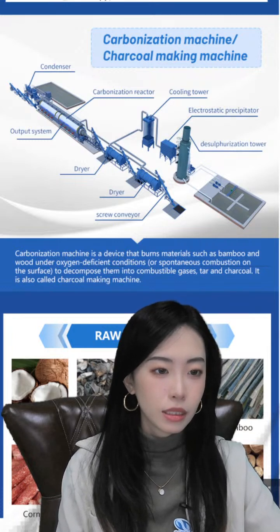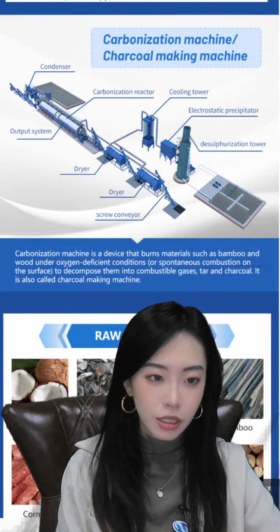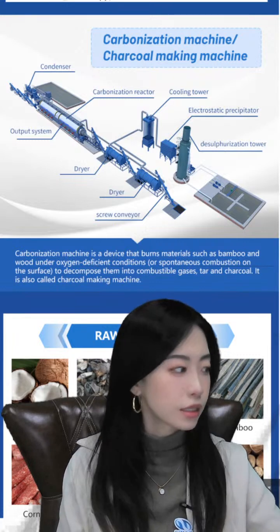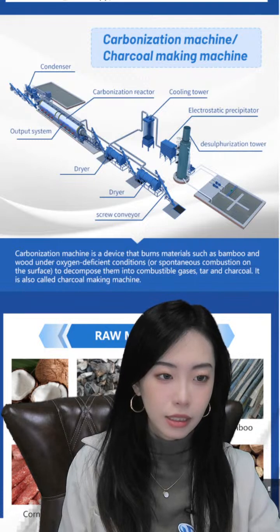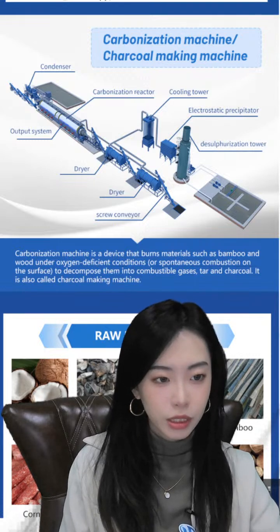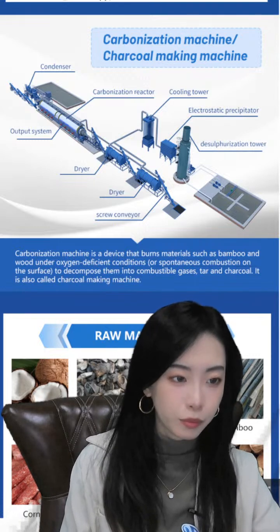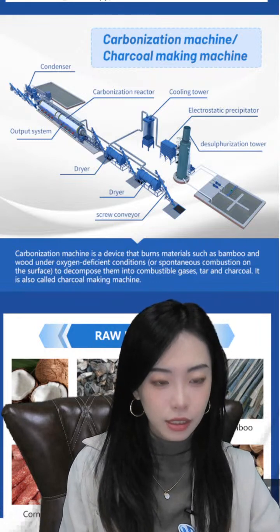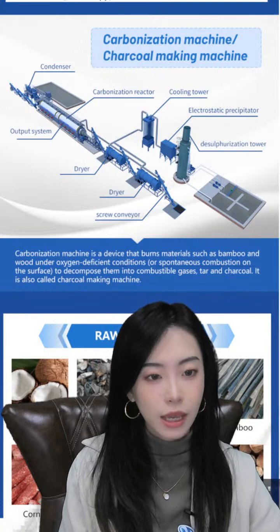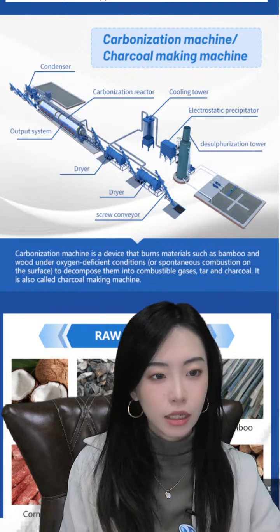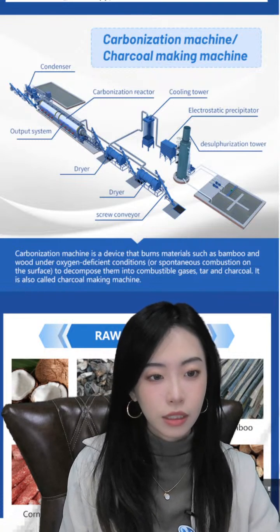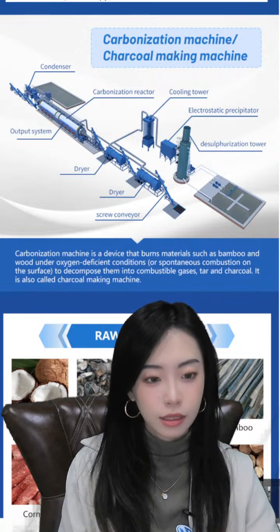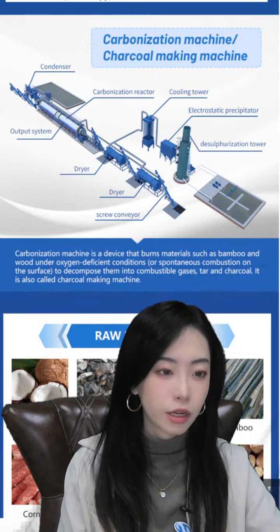Well, this is the carbonization. This machine is a device that burns materials such as bamboo and wood under oxygen deficient conditions, so that we can get char, vinegar, gas, and other kinds of products.